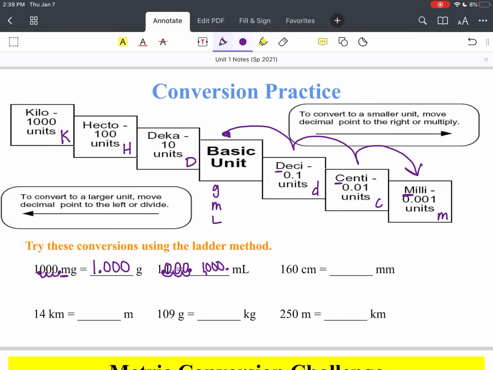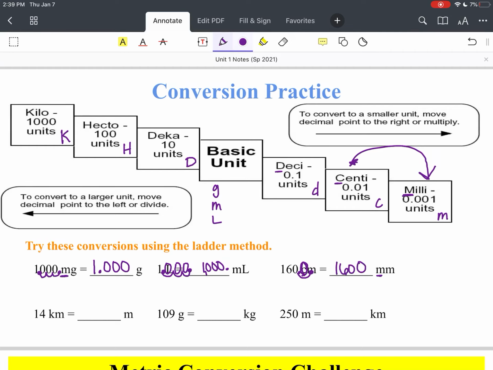Let's look at the next one. Again, my decimal point is right here because I have a whole number. I'm going from centimeters to millimeters. So I'm going to start here at centi, and I'm going to jump over here to milli. I just went 1 space to the right, so I'm going to move my decimal 1 space to the right. I'm going to put my little goose egg in there. So my answer is 1,600.